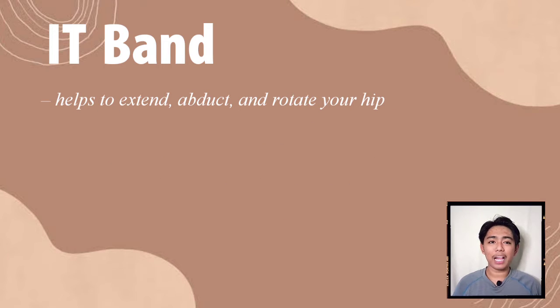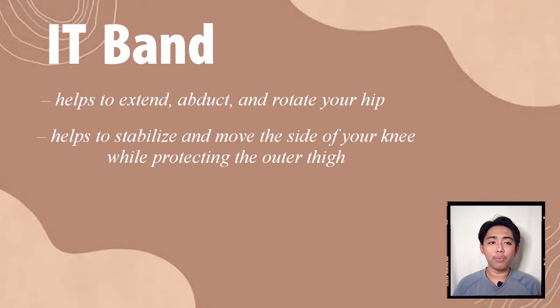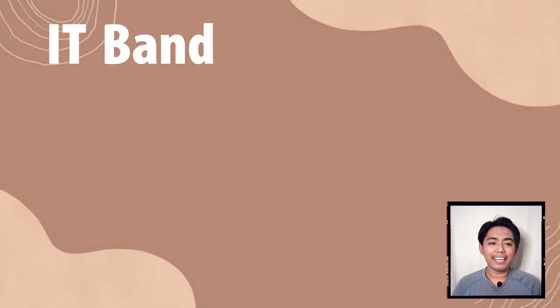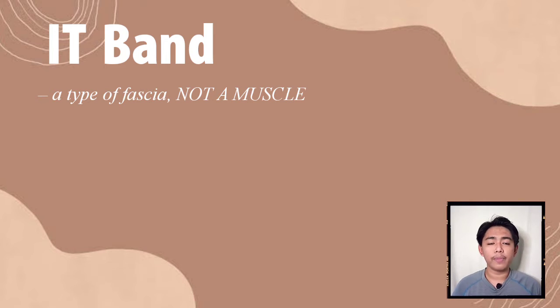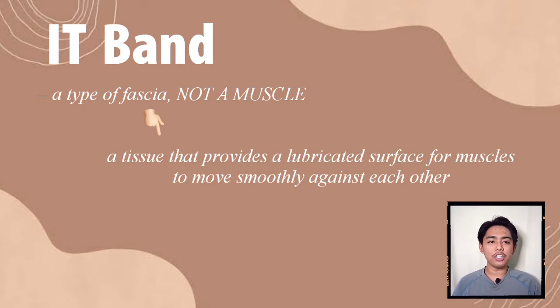The IT band helps to extend, abduct, and to rotate your hip. It also helps to stabilize and move the side of your knee while protecting the outer thigh. As I've said a while ago, an IT band is a type of fascia. It's not a muscle. Fascia is a tissue in our muscular system that provides a lubricated surface, and it separates the muscles so they will move smoothly against each other.